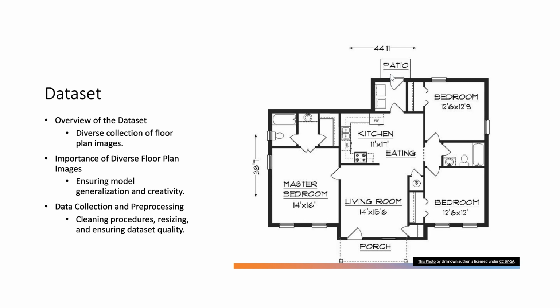Standardizing image sizes: resizing images to a standardized size, a crucial step for neural network training. Removing irrelevant or unusable data: eliminating images that may not contribute to our learning objectives, such as incomplete or heavily distorted floor plans. Handling labeling and metadata: ensuring consistency in labeling and correcting any discrepancies if our dataset included labeled information. Data augmentation: applying data augmentation techniques to artificially increase the diversity of our dataset.